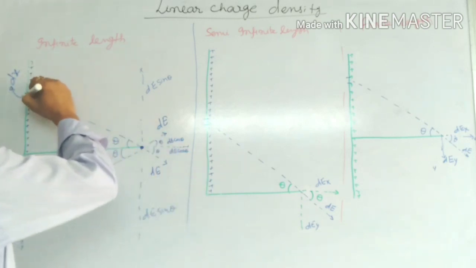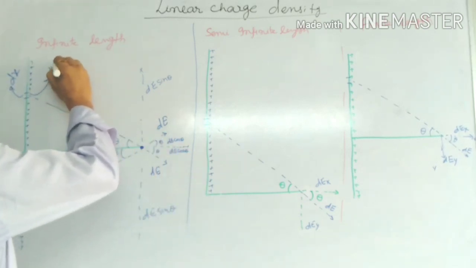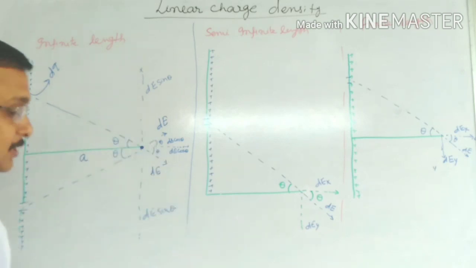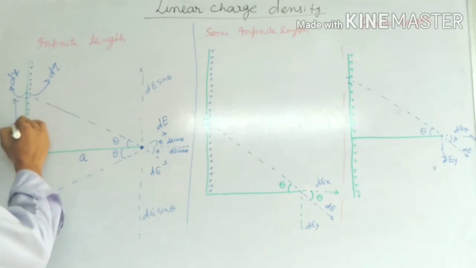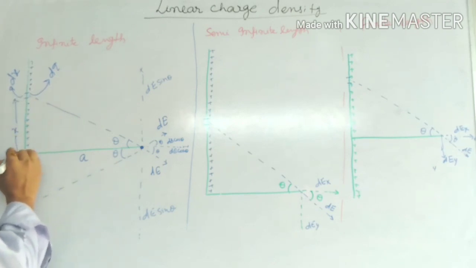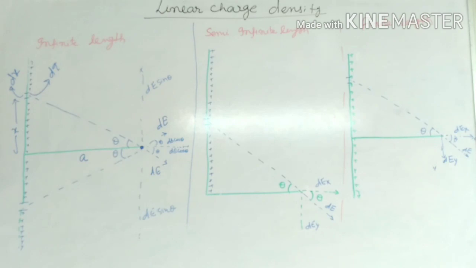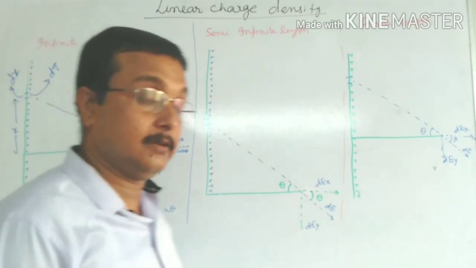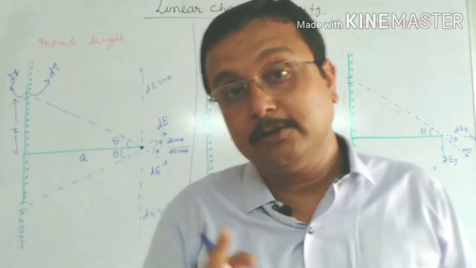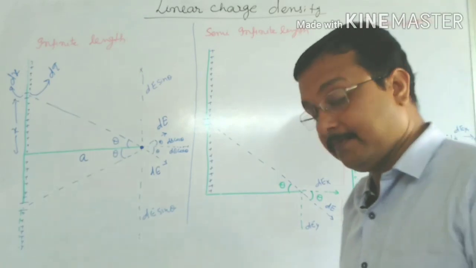Then we can consider that the charge on it is dq. So this dq is the point charge at this point, where at the distance of x from this reference line, you have to calculate the value of electric field. That is a very useful concept that you have to learn here.